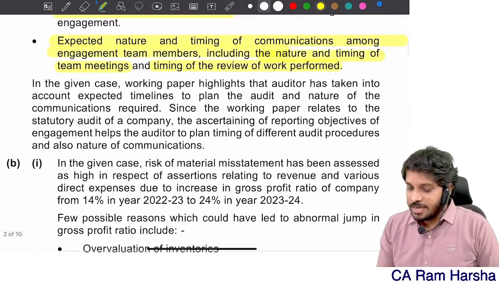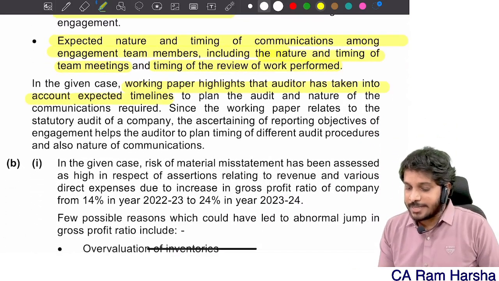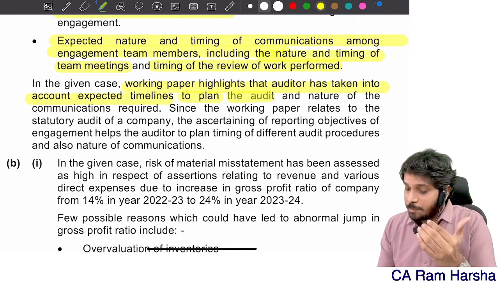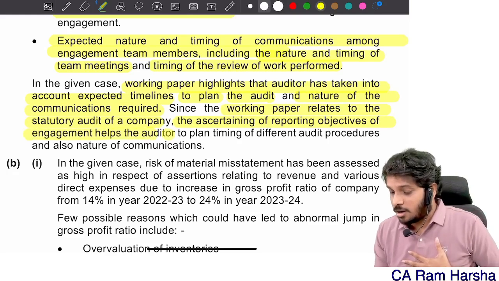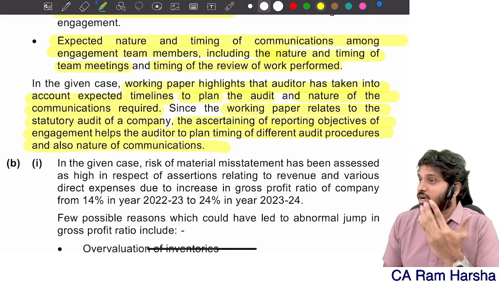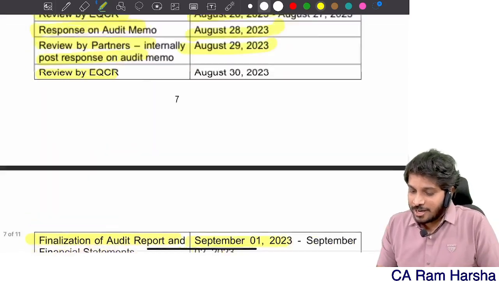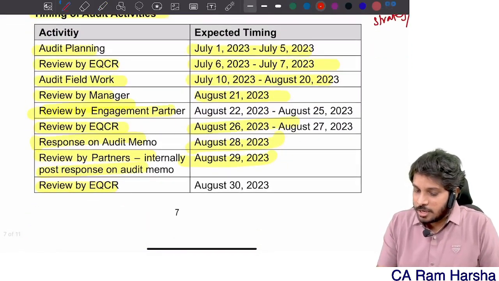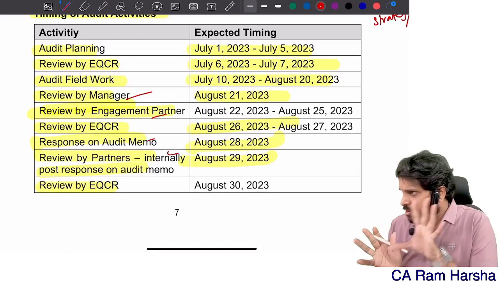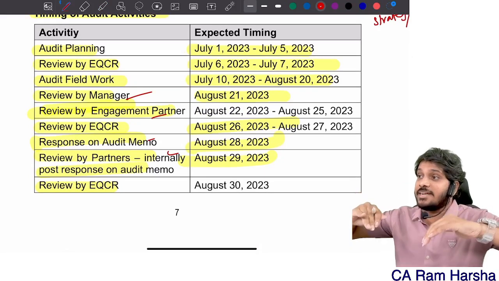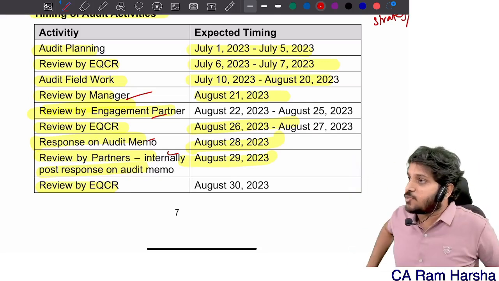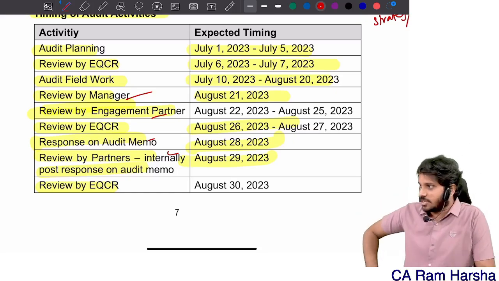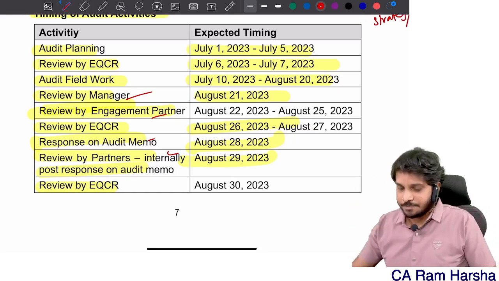In the given case, the working paper highlights that the auditor has taken into account expected timelines to plan the audit and nature of the communications required. Since the work paper is related to statutory audit, ascertaining the reporting objective helps the auditor to plan timing of different procedures and also nature of communication. If I know roughly when I'm going to talk, review by manager, all this, if I have a brief idea, I can plan my audit effectively by coordinating with all these people. Reporting objectives of the engagement team, in the strategy chapter it will be there.